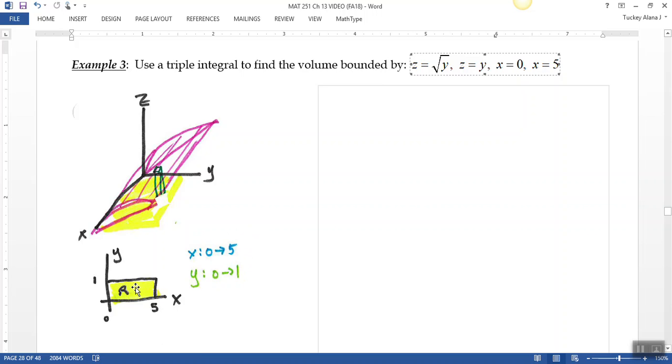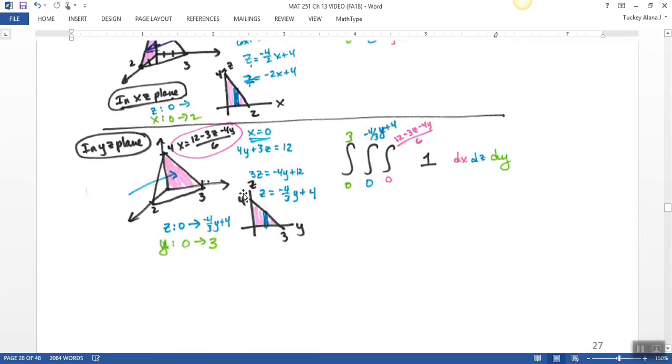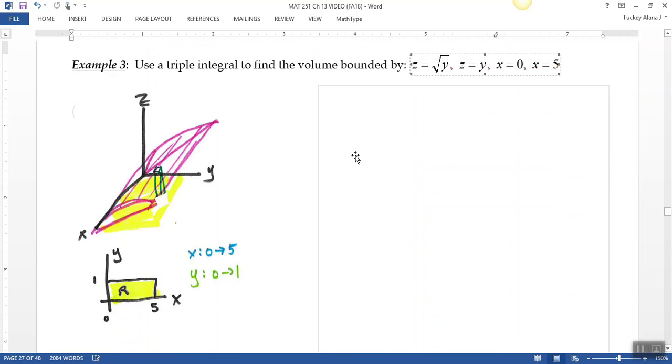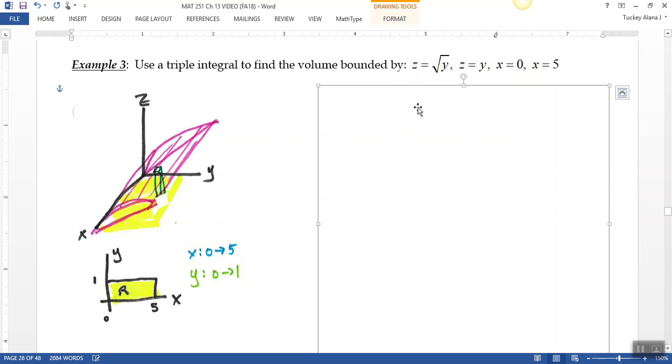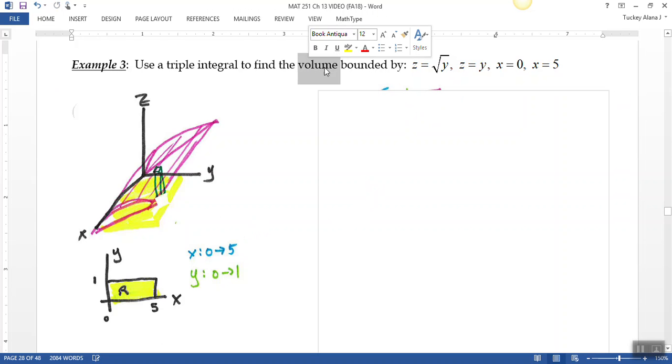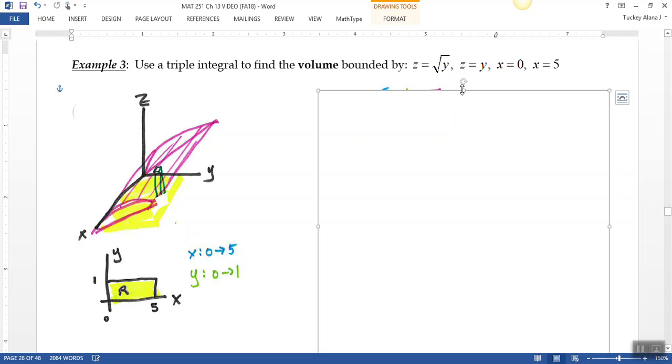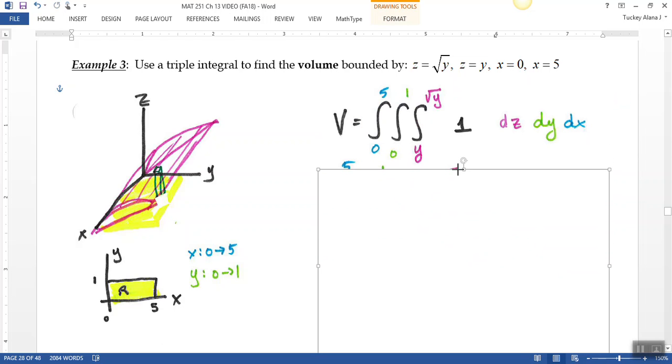It's actually a rectangle, unlike this example here where our regions were triangles and that made it so we had to have a function on the middle term, with that blue one right there with the negative 4/3. This isn't going to be as difficult because our region is a rectangle. If we want to find volume, we're going to be integrating 1. So when you see volume, that means your function is 1 for your triple integral.